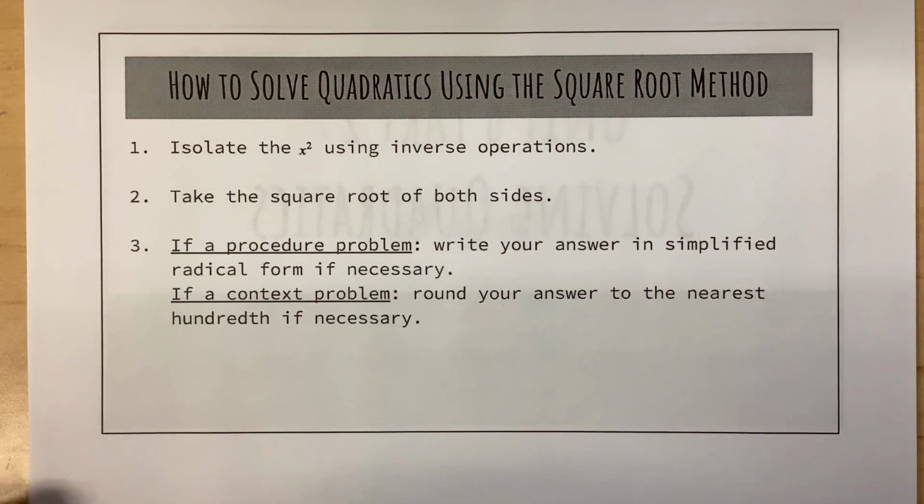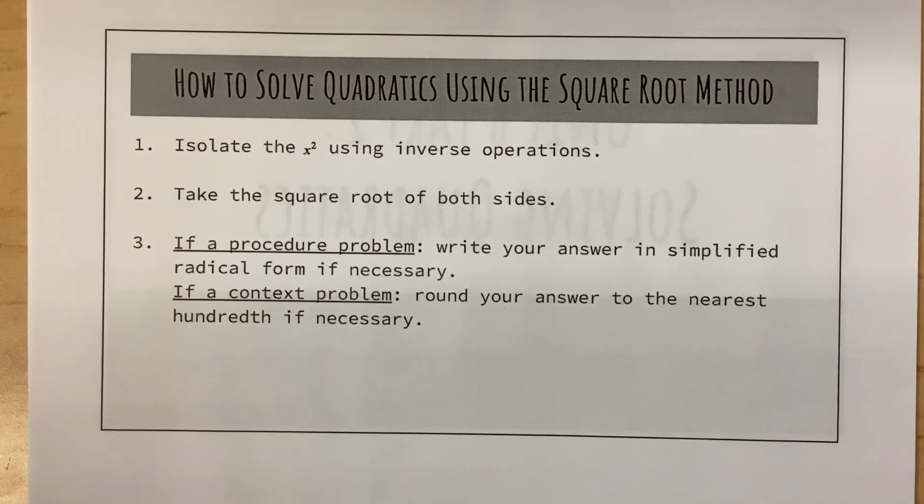If we're dealing with a procedure problem, that means there's no context. You are to write your answer in simplified radical form as necessary. So if it's not a perfect square, you have to simplify the radical. If it's a context problem, it doesn't make sense to write your answer like that. So you can go ahead and use your calculator and round your answer to the nearest hundredth if necessary.